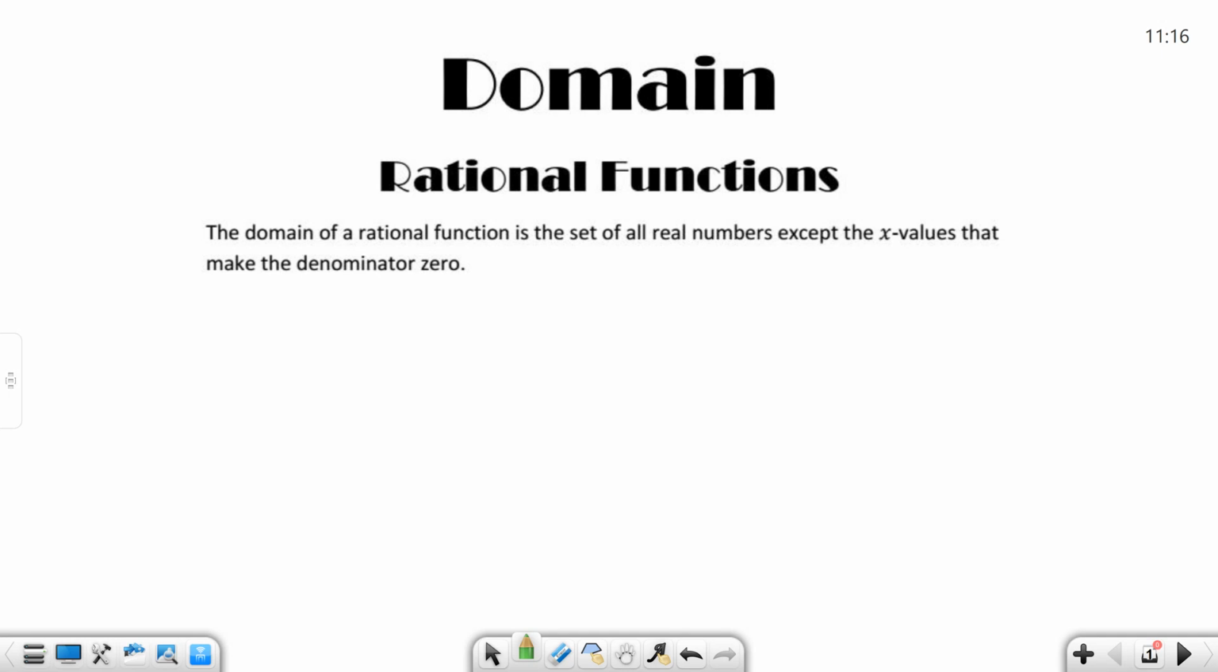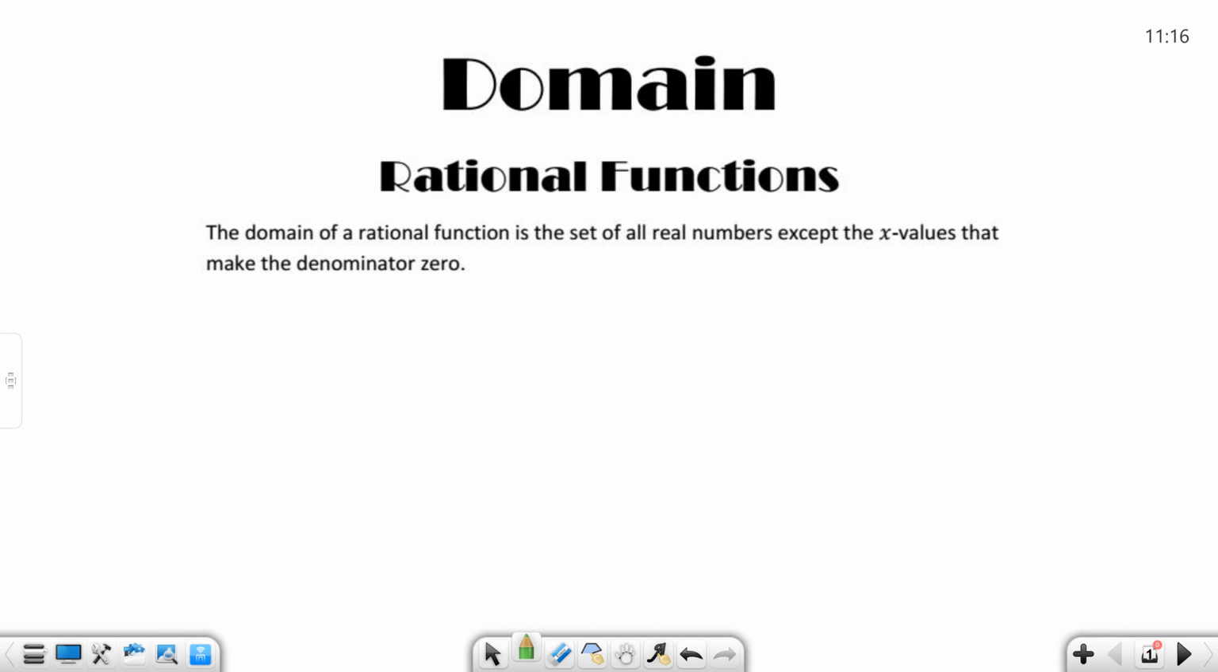Domain of rational functions. When we talk about the domain in general, we're talking about all the values that x can be. If we're talking about y equals f of x, y is the range, domain is the x values. And the domain is all the things, again, that x can be.